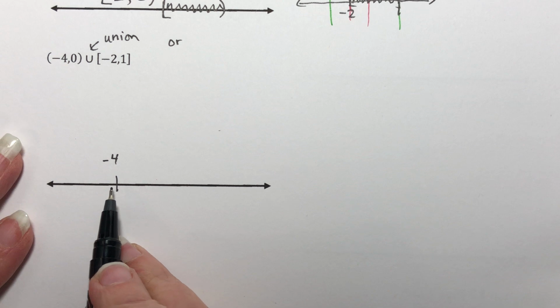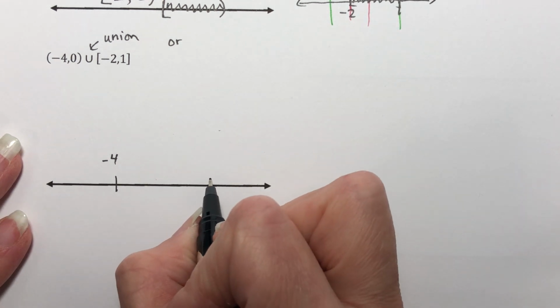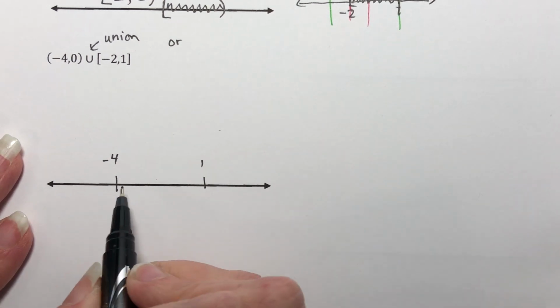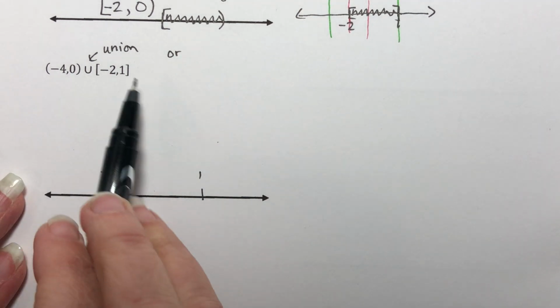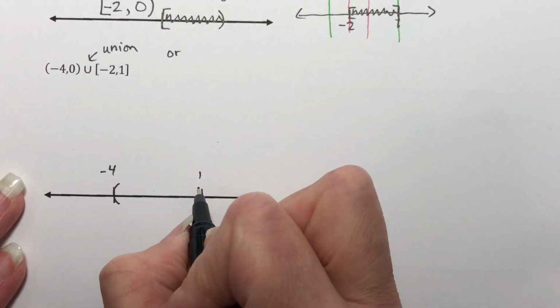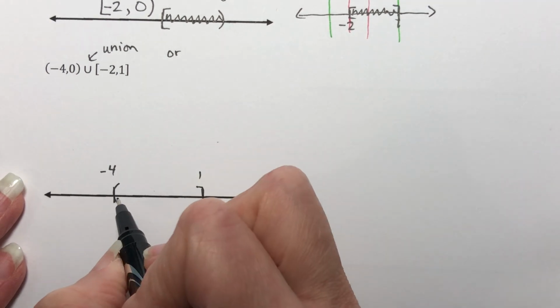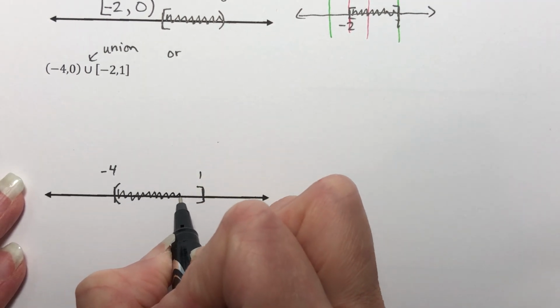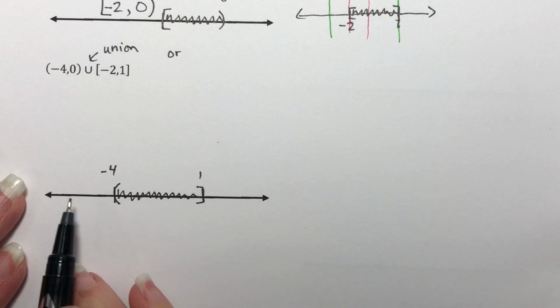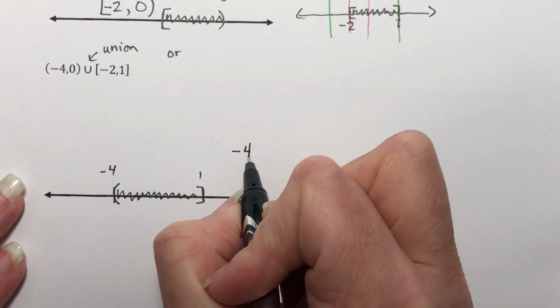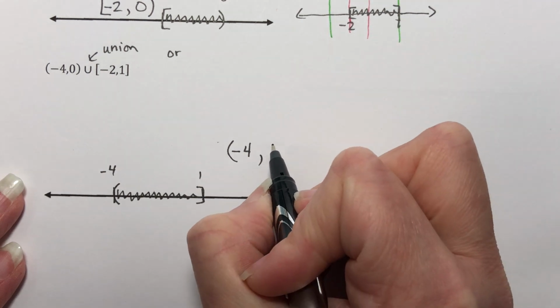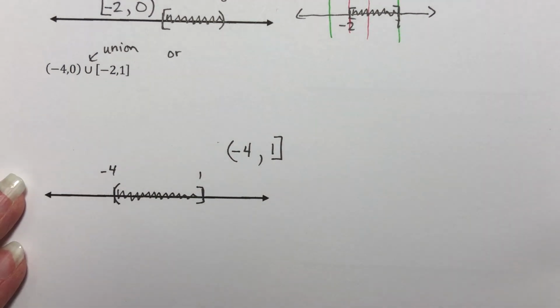Do the same thing here from -4 up to 1. The -4 had parentheses, so this has parentheses. The 1 had a bracket, so this has a bracket. We shade between them. And then our answer in interval notation, we pull directly off this graph. It's going to be -4 with parentheses up to 1 with a bracket.